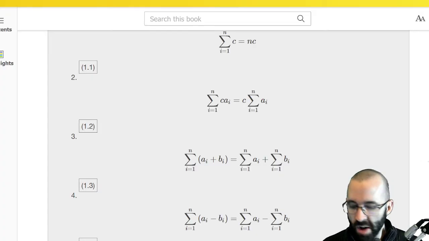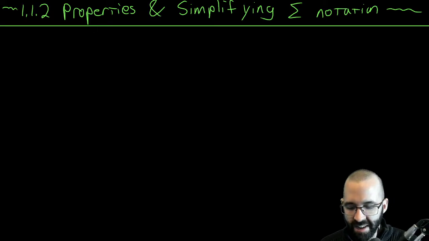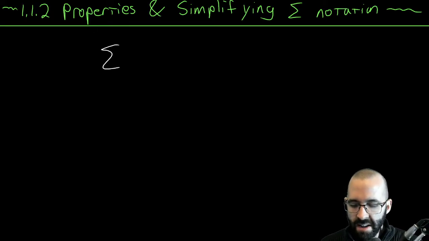All right, you should see them right here. So if I add up a bunch of a constant that has nothing to do with i's, it's just, well, how many terms are there times what it is. Like I said, I'm not going to write it down, but like all of these, they make a lot of sense when you write them down.